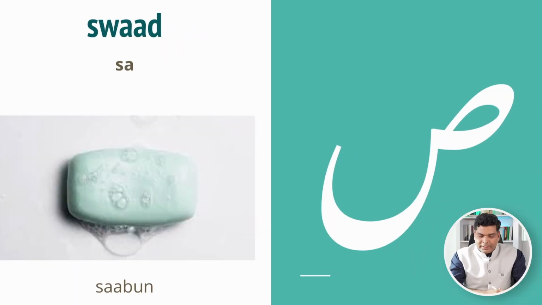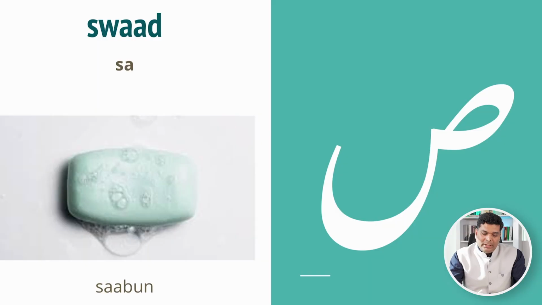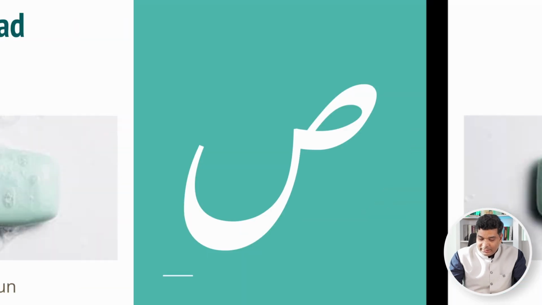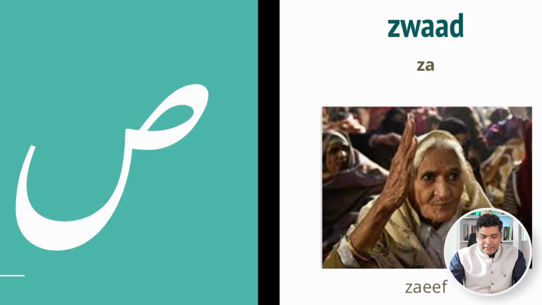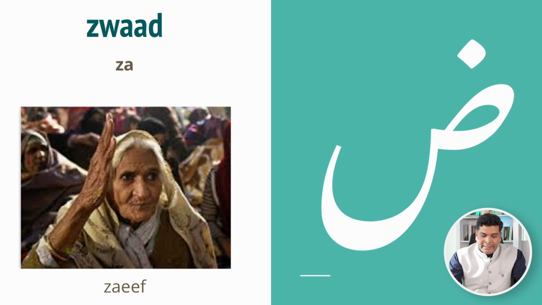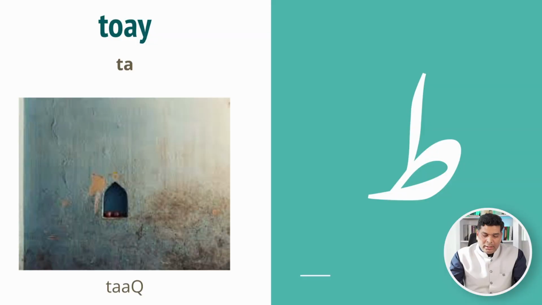Then you have swad. Swad is another sir sound. So we have seen, which gives us a sir sound, but swad also gives some sort of a sir sound. And sabun, for example, could be from this letter, swad. We have zod, and zod is a z sound, and for example, the word zaif could come from zod. You have toe, which gives us a t sound, and for example, taq could be another one.